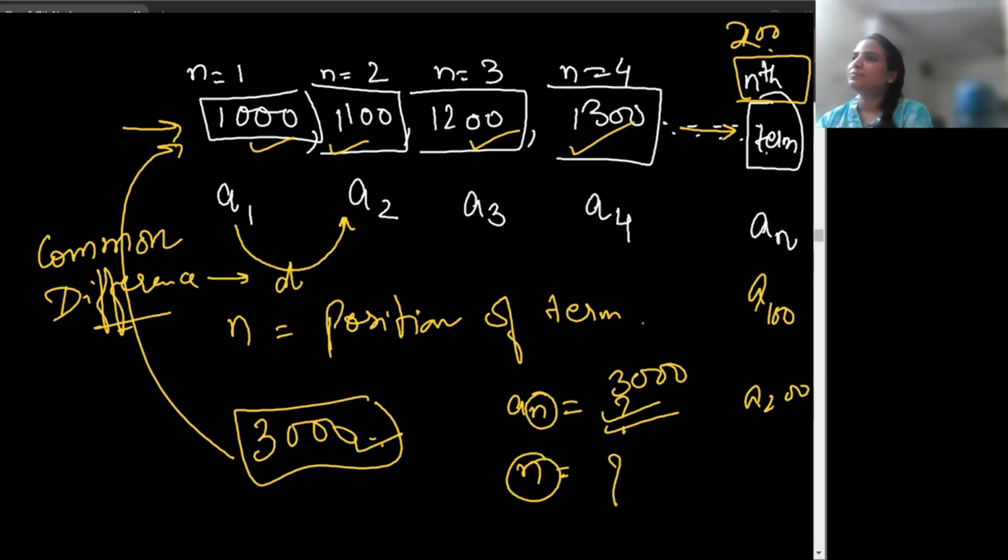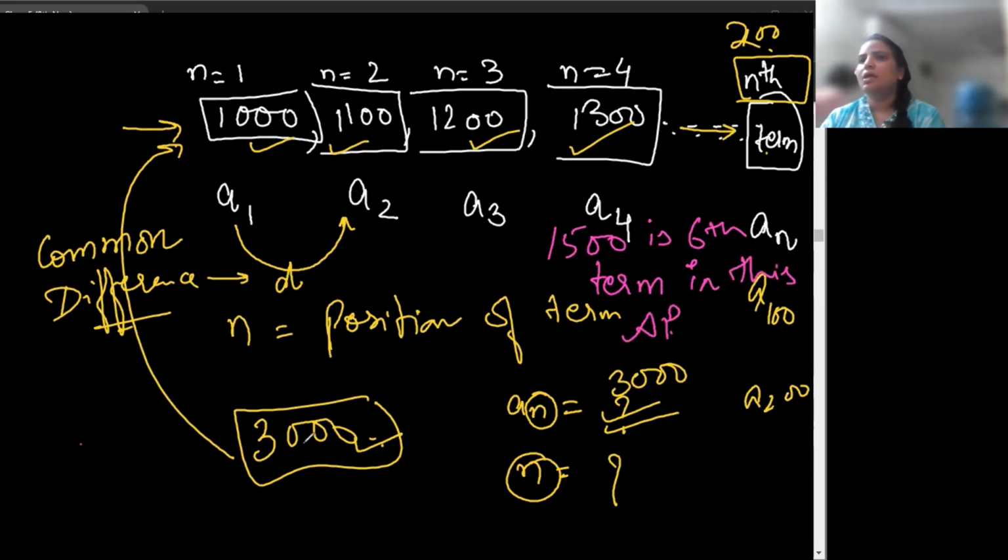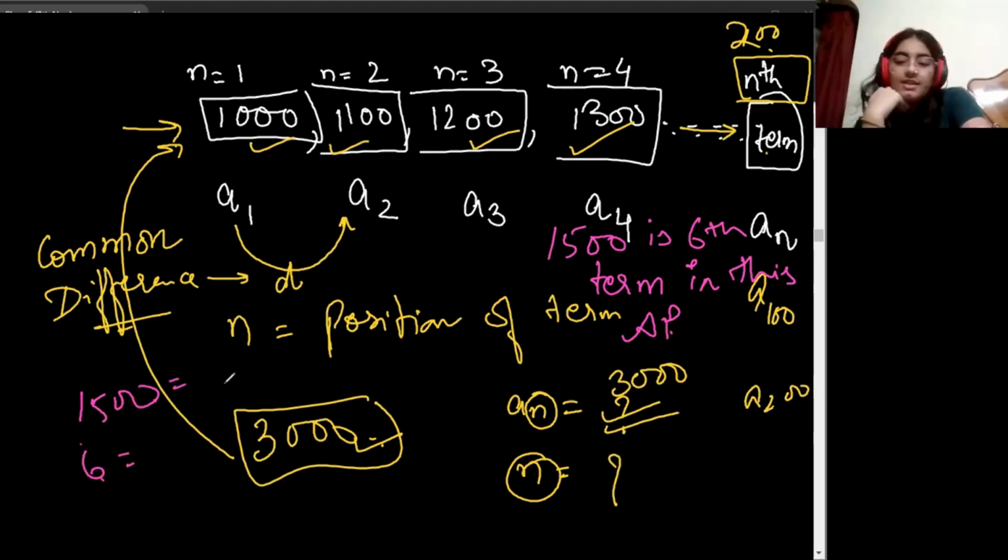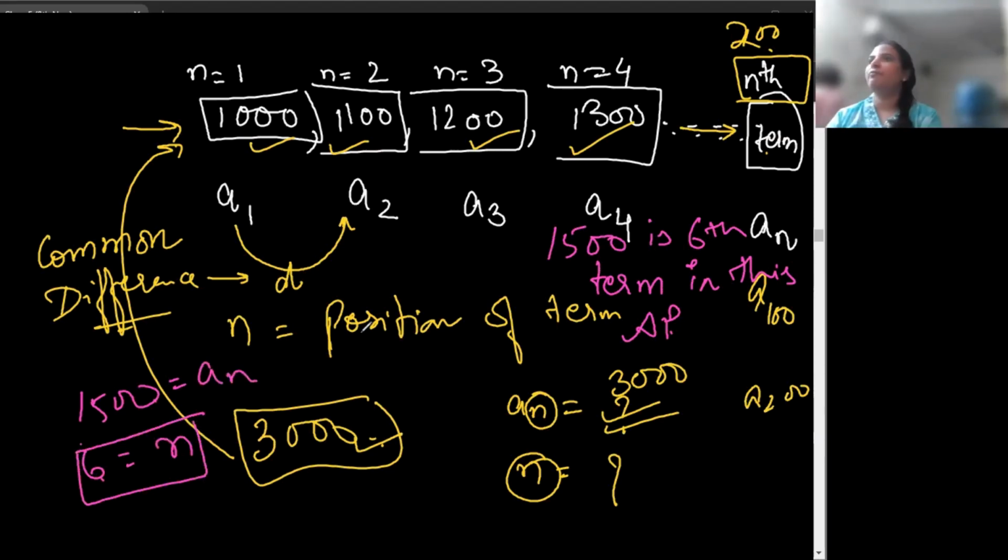Understood or not, bachche? If, for example, I am telling you that 1500 is the sixth term in this AP, what is 1500 and what is 6? Tell me. Ma'am, 6 is n and 1500 is an. Very good. Very nice. The position is n always. The term at that position is an always. Clear everyone or not?